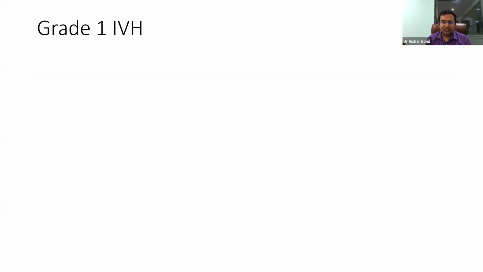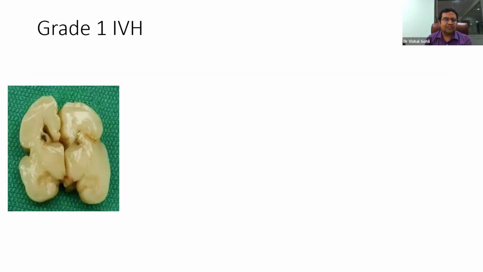So let's discuss one by one. How does it look? This is the coronal view or coronal section of the preterm brain. You can see over here there are fewer sulci and gyri, so this is an extreme preterm baby. Here you can see the lateral ventricle, and adjacent to that structure there is a germinal matrix hemorrhage. You can really see that it is not leaking into the lateral ventricle. So that is your grade 1 IVH.